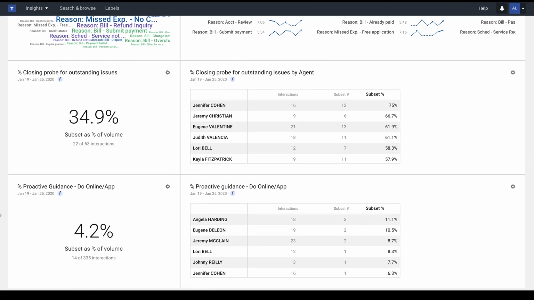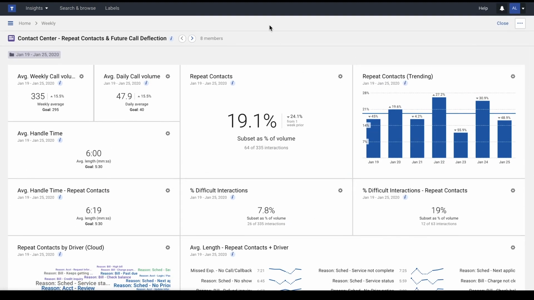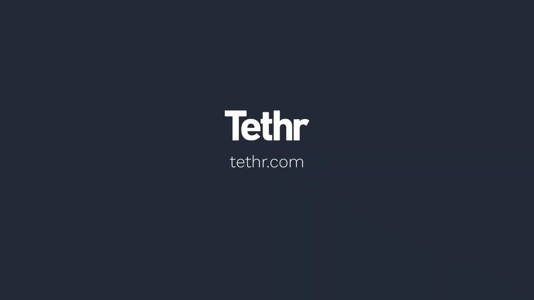Another good behavior to track is the percentage of proactive guidance that your agents are prescribing to your customers to try to move them from the call channel to the website or the app. So right now you're sitting at 4.2%, and then we can also break that apart by agent so we can see who's actually providing that guidance to help move your customer base to a different channel. And that is how Tether can help keep track of your repeat contact volumes with a few general metrics and a few pull apart trends.